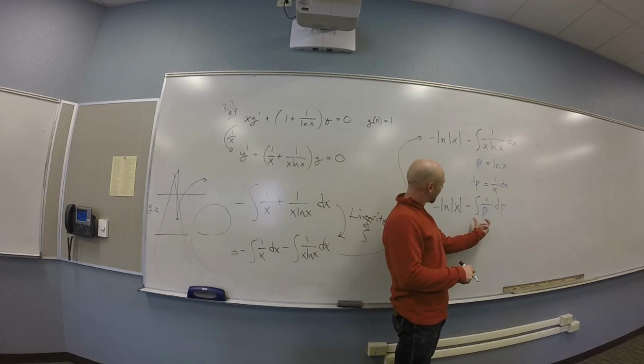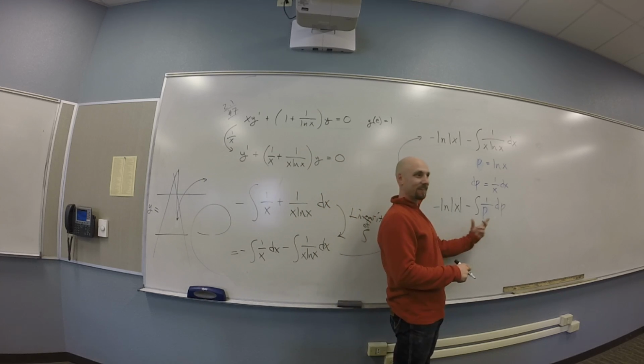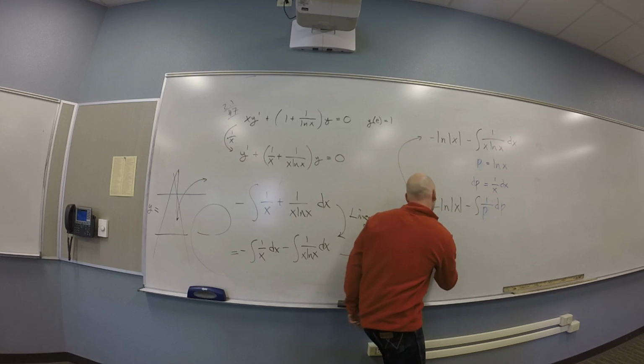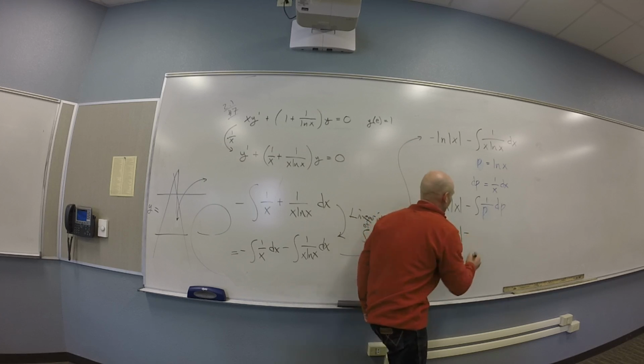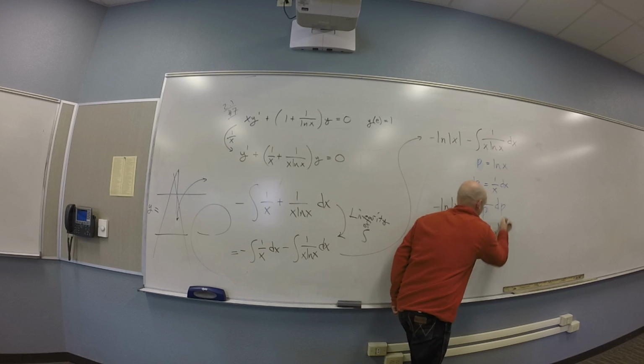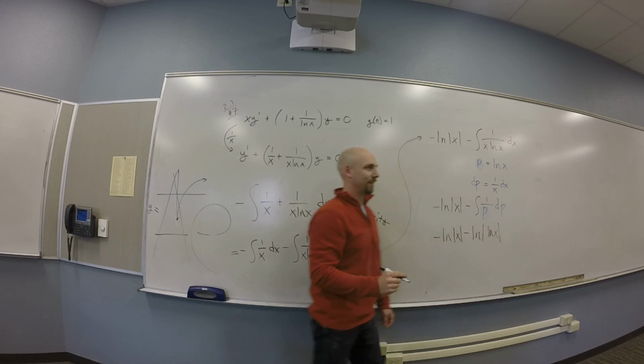All right, so what do I get? I get the natural log, right? Of the stuff, but the stuff was already a natural log. So I think I got minus natural log of the absolute value of x minus the natural log of the absolute value of natural log of x.